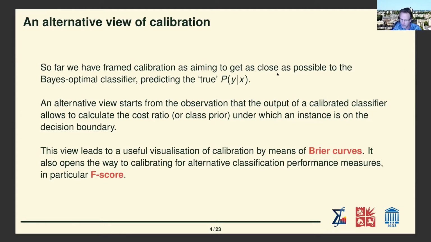And another thing that I will demonstrate from the cost-sensitive perspective is the use of Brier curves. Telmo talked earlier about decomposing proper scoring rules into calibration loss and refinement loss, and we can actually visualize that with Brier curves, which are a special kind of cost curves.